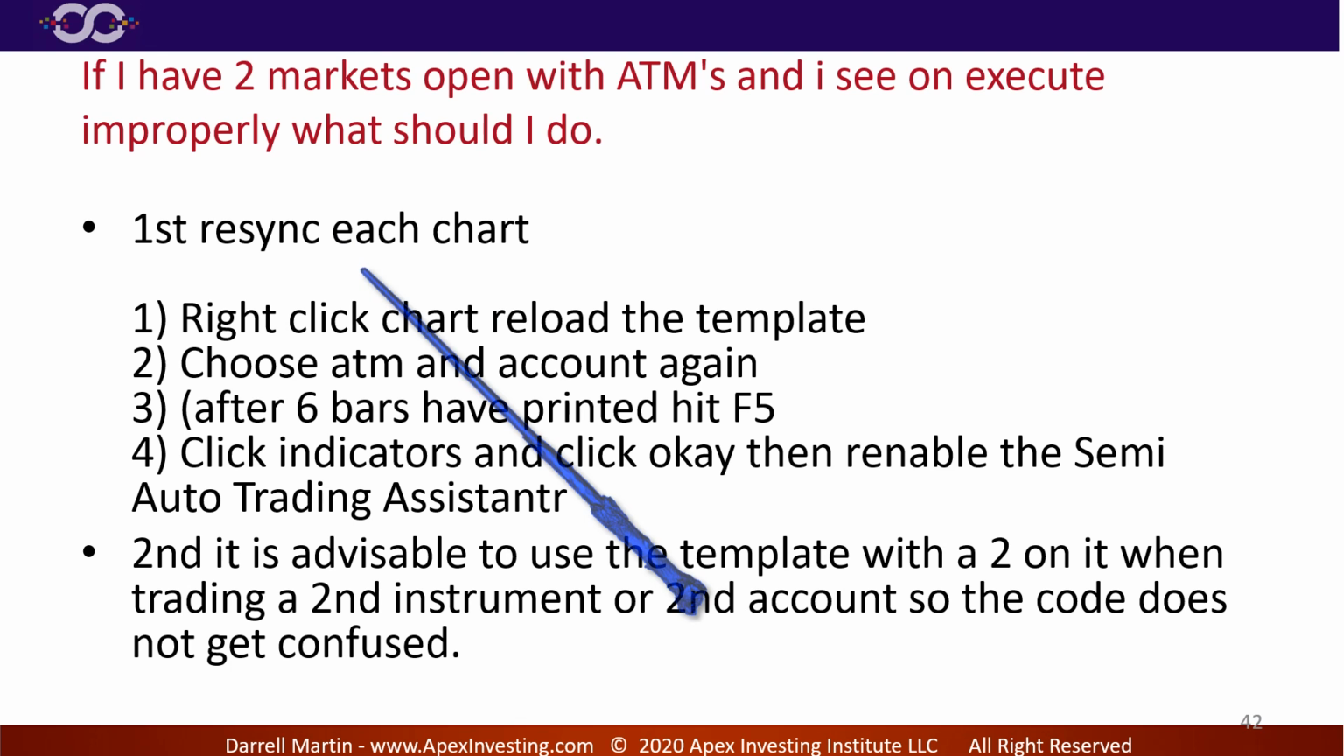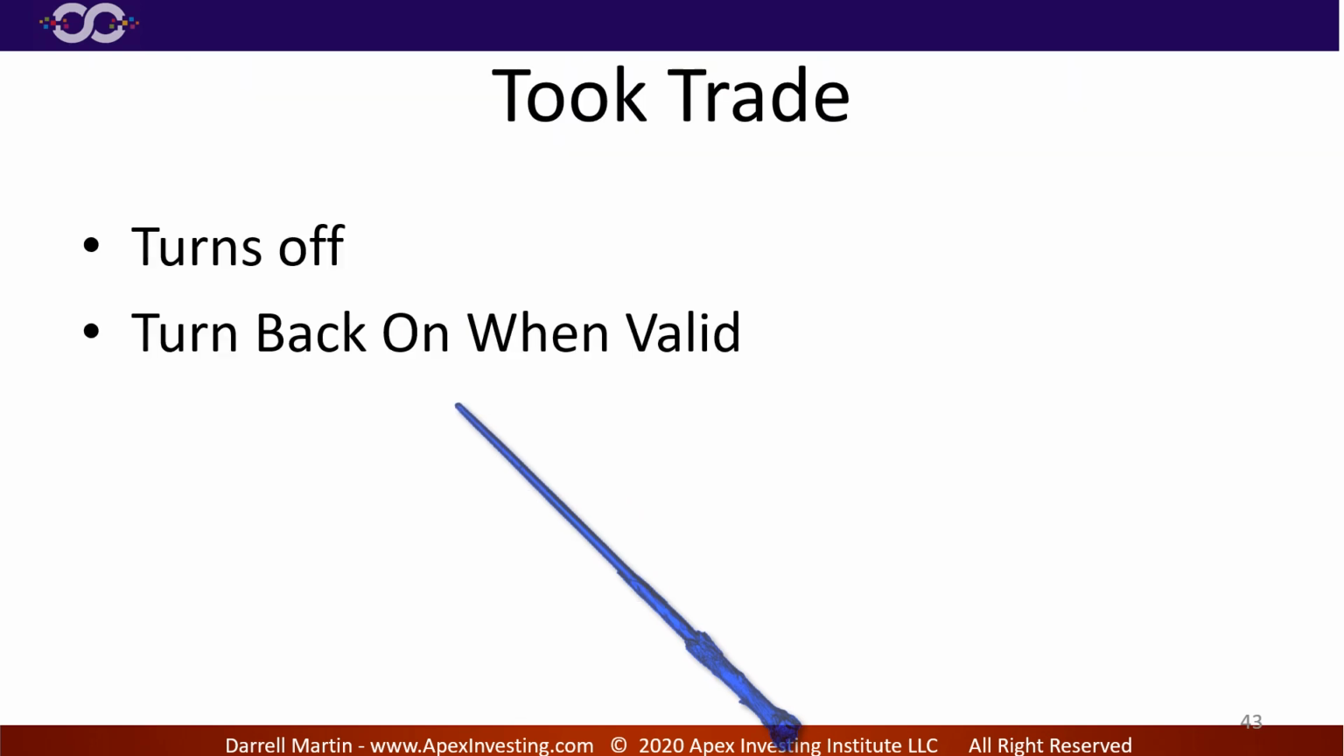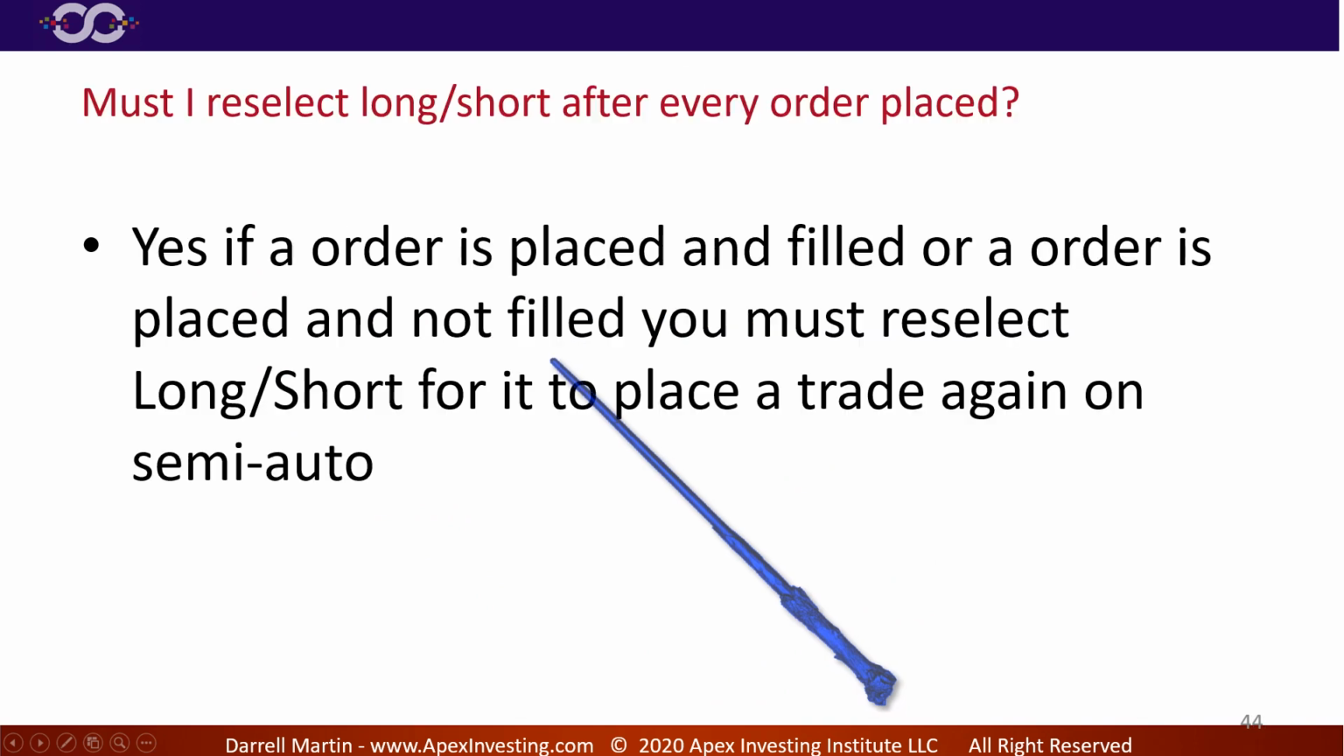If I have markets open with ATMs and I see one executed improperly, what should I do? Resync. Are y'all getting the message here on the resync? If you're seeing something not working correctly, go through the 4 resync steps. If it took the trade, it turns it off, you got to turn it back on when valid, right?